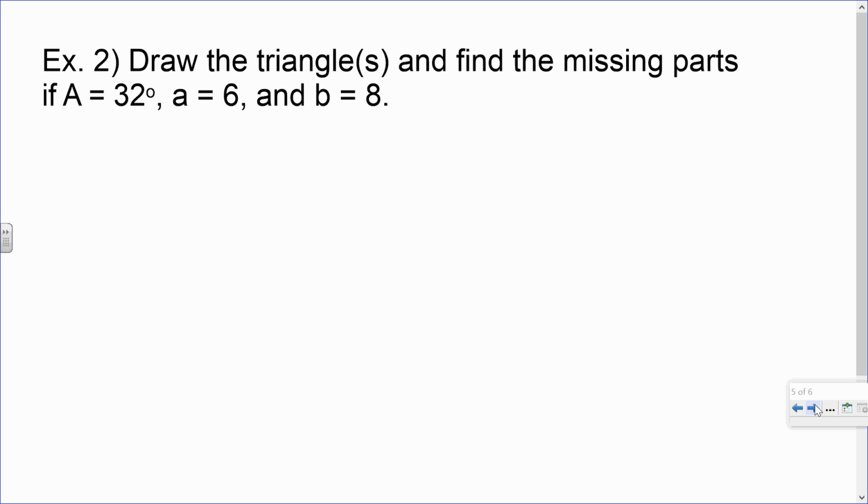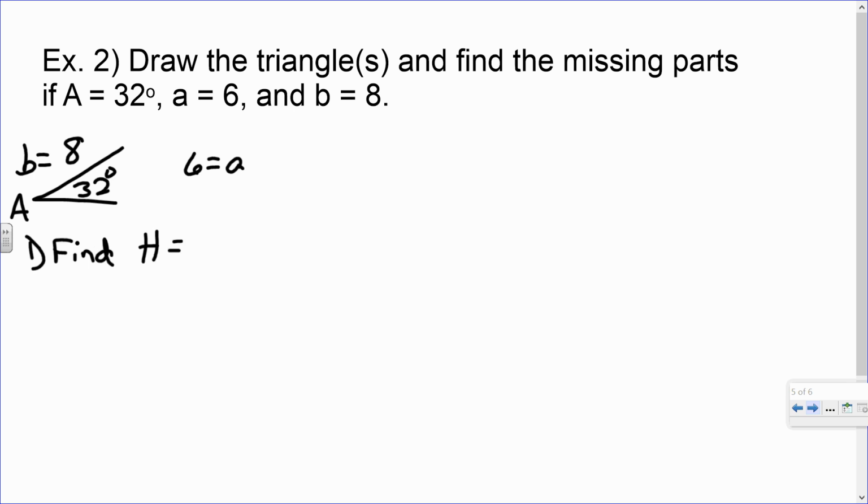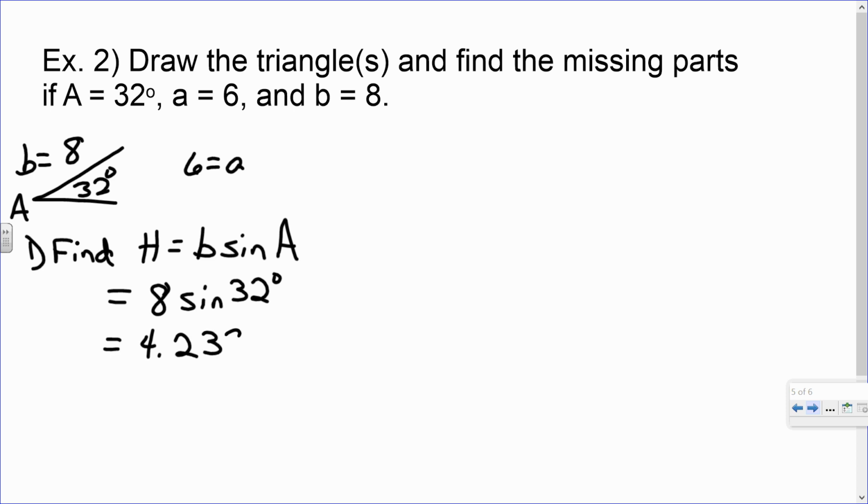So for this one, we start off with A has to be 32 degrees. The side across from that is 6. B, the adjacent side, has to be 8. Step 1 is still, let's find what H is. And we know that H is the adjacent side times the sine of the angle that we know. So in this case, 8 times the sine of 32 degrees, which gives us 4.239.